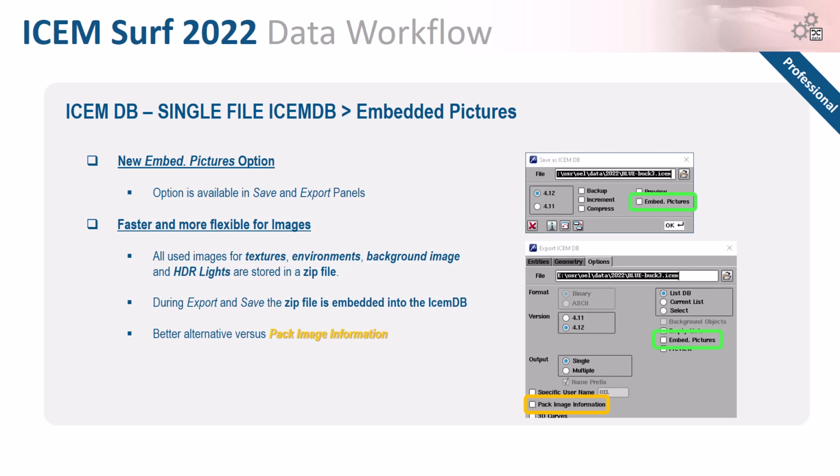Next up is embed pictures. Our users told us that they needed a better way to manage the images associated with a model, the texture files, background images, environments, HDR lights, etc. There are a lot to take care of. So we now offer the convenient embed pictures option. It actually makes a zip file of all the image files referenced and embeds it inside the ICEMDB file, so you can't lose them or skip them by accident. It's brilliant. It's offered during save and export and is simpler and more convenient than the pack image information.